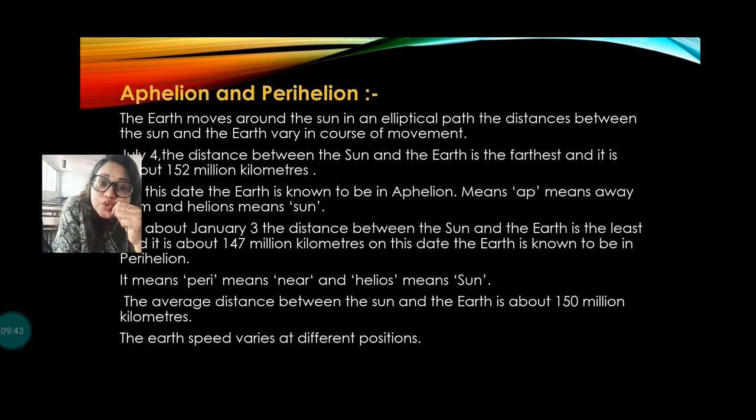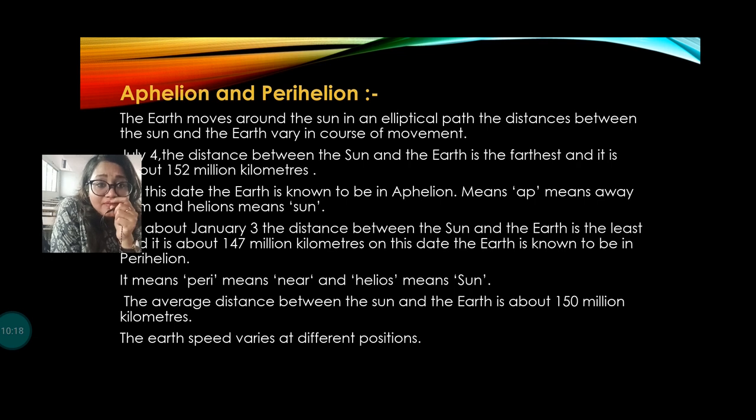Now the next one is aphelion and perihelion. Here we will learn what aphelion and perihelion are. The average distance between the Earth and the Sun is 152 million kilometers. This is the average distance, but on a particular day the Earth comes very near to the Sun, and on a particular day the Earth goes very far away from the Sun. These two particular days are known as aphelion and perihelion. So which day is it?